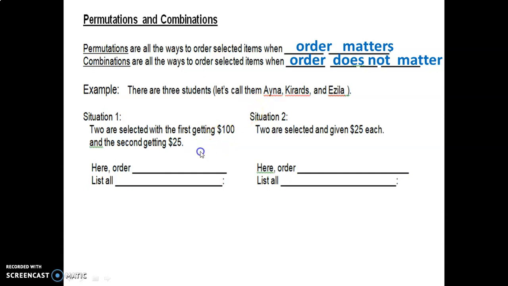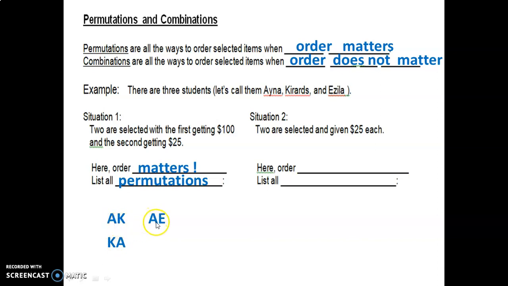So let's take a look. Here the order matters. And here are all the possible permutations when the order matters. So here we go. AK, that means Ina first and Kirards. That's one order that you could select two people. Or you could have done KA backwards, right? Because since the order matters, even though those are the same two people, Ina and Kirards, in both cases the order matters because the first one selected gets a bigger prize.